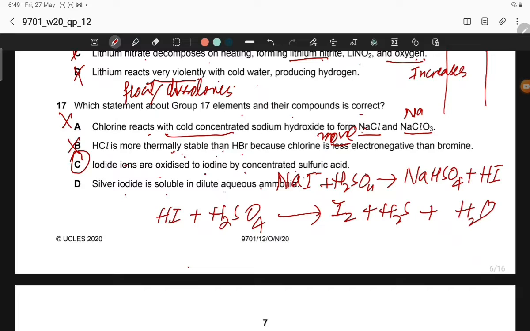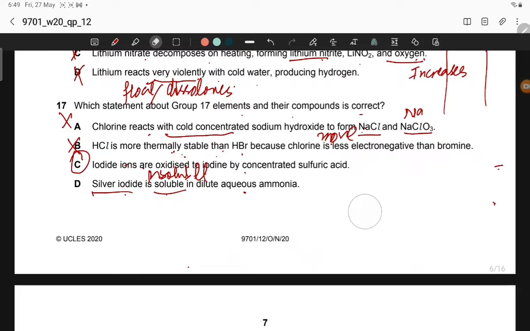Silver iodide is soluble in dilute aqueous ammonia. Silver iodide is insoluble in dilute acid. It is insoluble, so this is also incorrect.